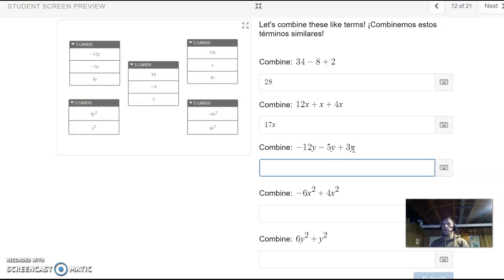Try this one on your own. Pause it for a second and try it. So if I have negative 12 minus 5 plus 3, okay, remember that negative 12 and negative 5 combine to give us negative 17y. Okay, and then we add the 3y, and we move closer towards 0, right? So it's negative 17 plus 3, which will give us negative 14y.